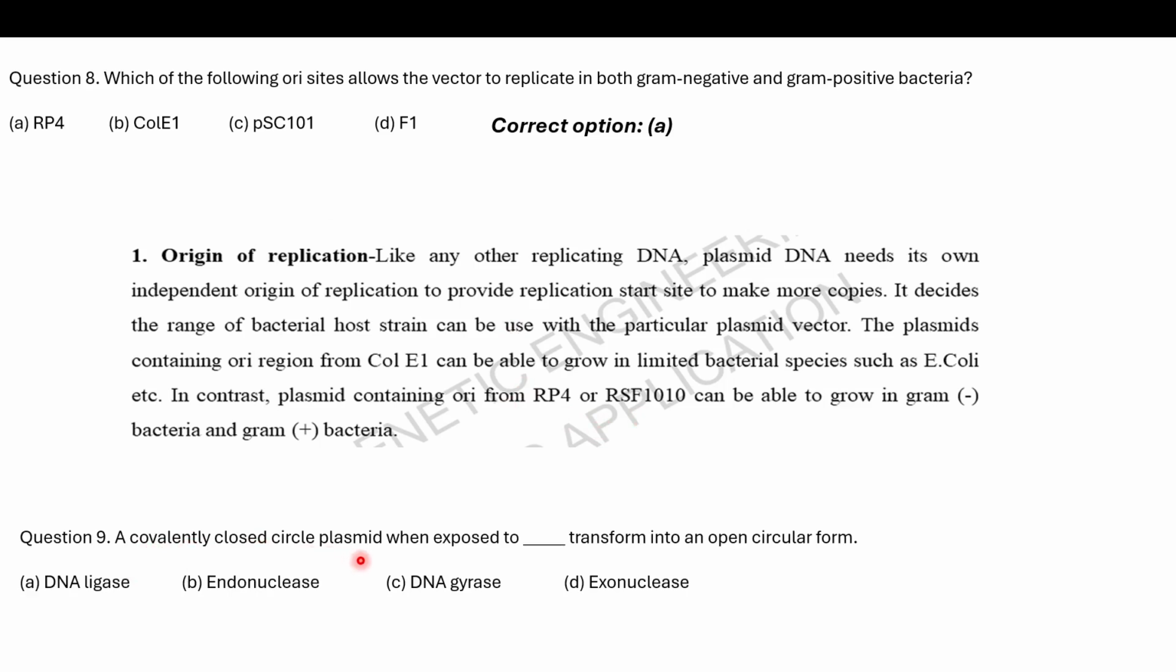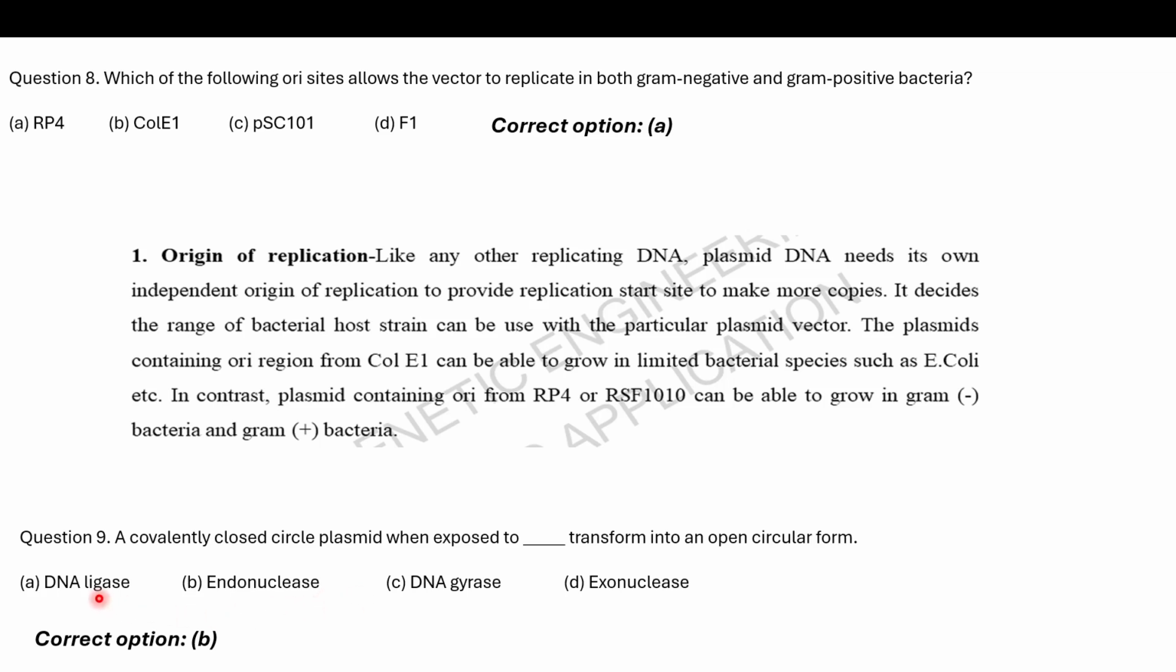A covalently closed circular plasmid, when exposed to which type of enzymatic activity, results in an open circular form? Okay. So, the open circular form is due to a nick in the double-stranded circular DNA, right?